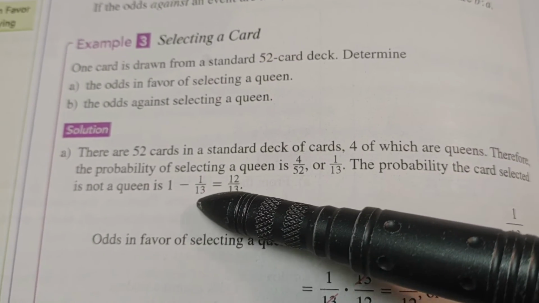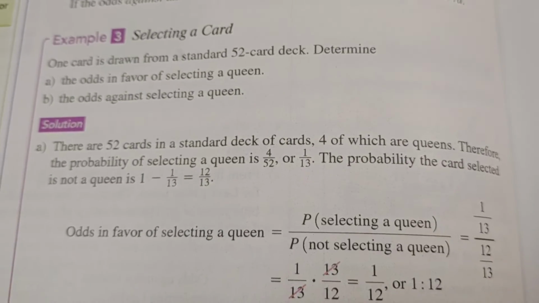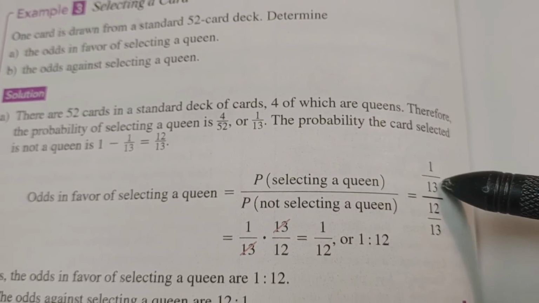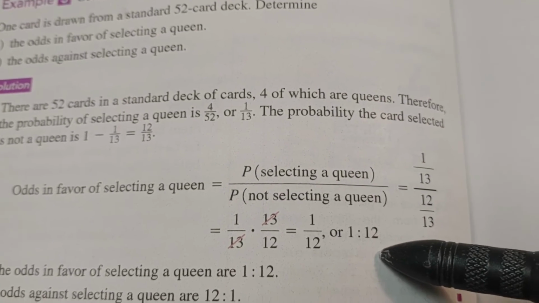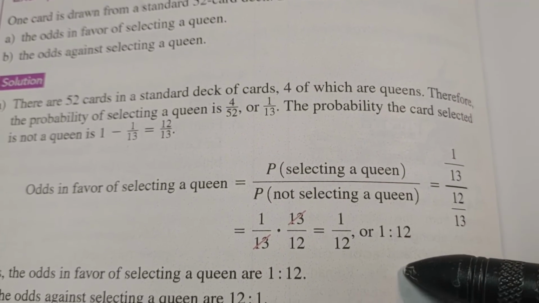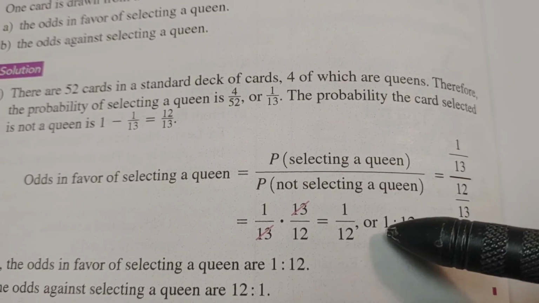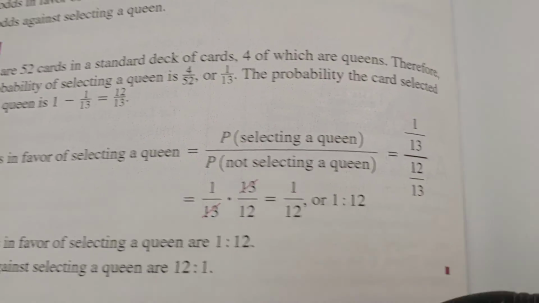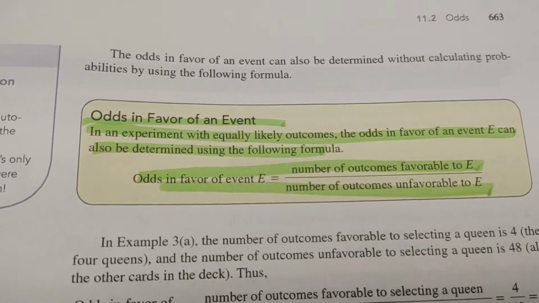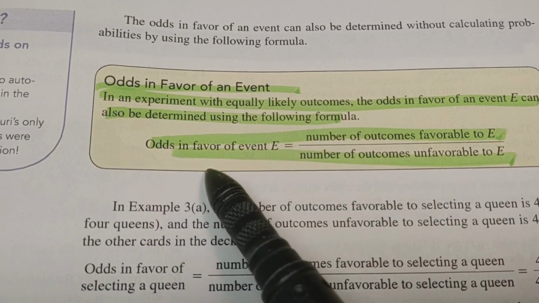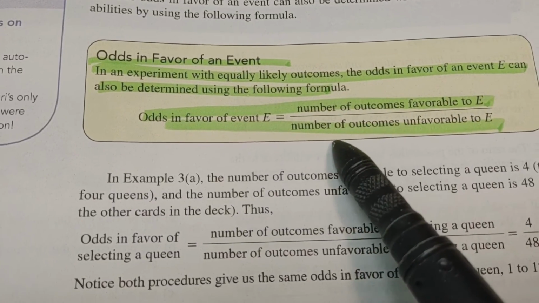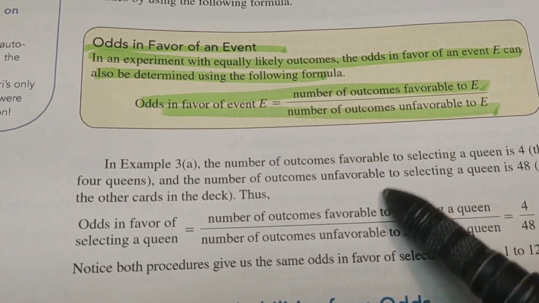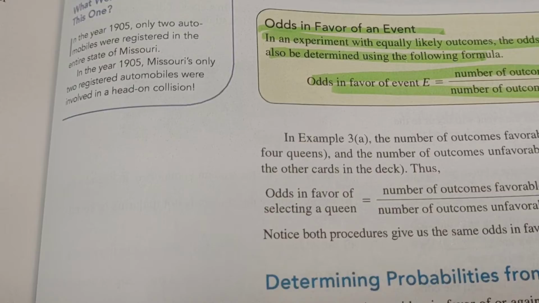We take that 1 over 13, subtract from 1, we get 12 over 13. So the 1 over 13 is selecting a queen. This is not selecting a queen. We get 1 to 12. So the odds in favor of selecting a queen are 1 to 12. We also have the formula here where the odds in favor of an event are the number of outcomes favorable to E divided by the number of outcomes unfavorable to E. So we get the same situation here.